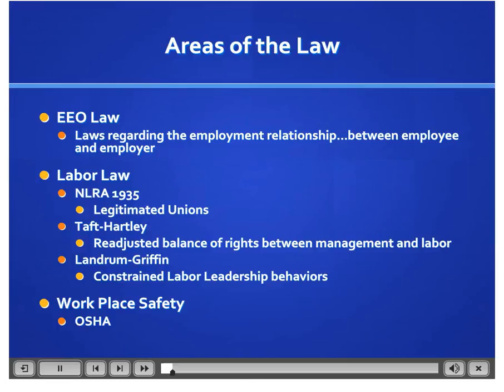We won't be spending much time at all talking about labor law, mostly because the most important thing to really know about labor law is that if there's a union, there are set rules for how you're supposed to behave around that.